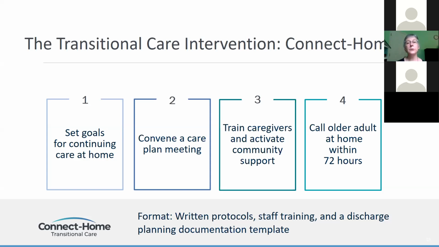Then just prior to discharge, the staff trains the family caregiver and older adult on the care plan and also activates community support, which means that at the very least, an appointment is made with a community provider, and that community provider is provided with a current list of medications and with the plan of care. And then the final step is calling the older adult at home within 72 hours of discharge.